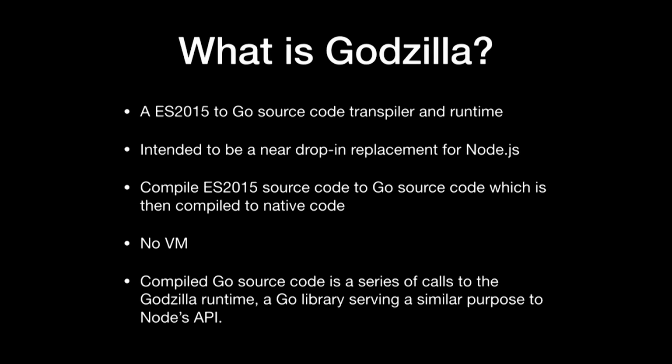There's no VM, no JavaScript interpreter, and the compiled source code is a series of calls to the Godzilla runtime. This runtime is a Go library that serves a similar purpose to the Node.js API. Currently, it targets ES2015 because that's the most popular JavaScript standard. When ES6 or ES7 become more mature, Godzilla will upgrade to the future language implementation.